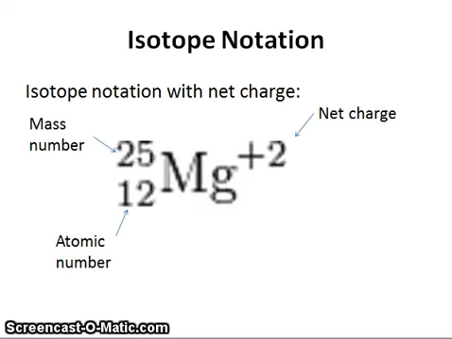Here we have another way to write isotope notation. In this case, we see that we have a third number right here, and this is isotope notation with net charge. So again, the atomic number will be on the bottom left, and then we have the mass number right here on the top, and this new number will be the net charge. In this case, we're talking about magnesium. We see the element symbol with atomic number 12, mass number 25, and a net charge of positive 2.